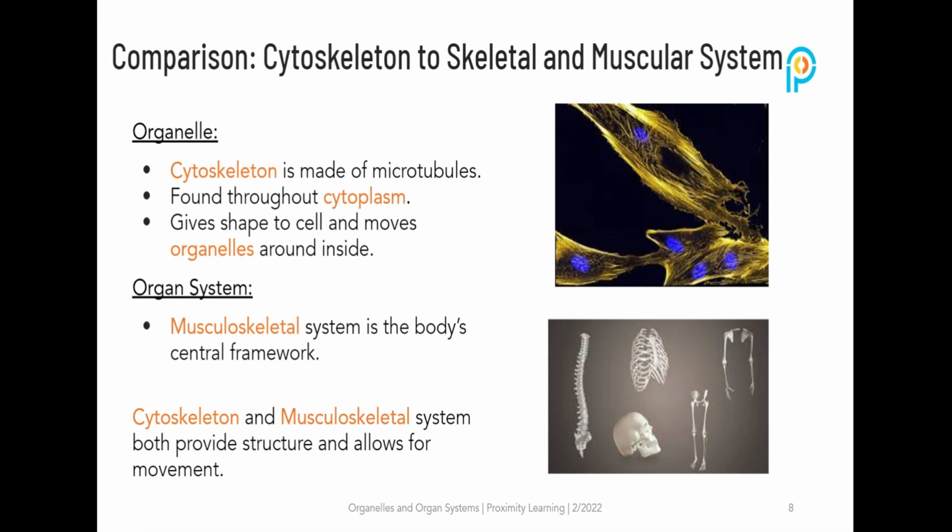The cytoskeleton is made of microtubules. They're found throughout the cytoplasm, and they give shape to cells and move the organelles around inside. An organ system, that would be like the musculoskeletal system. That is the body's central framework. So the cytoskeleton and the musculoskeletal system both provide structure, and it allows for movement.